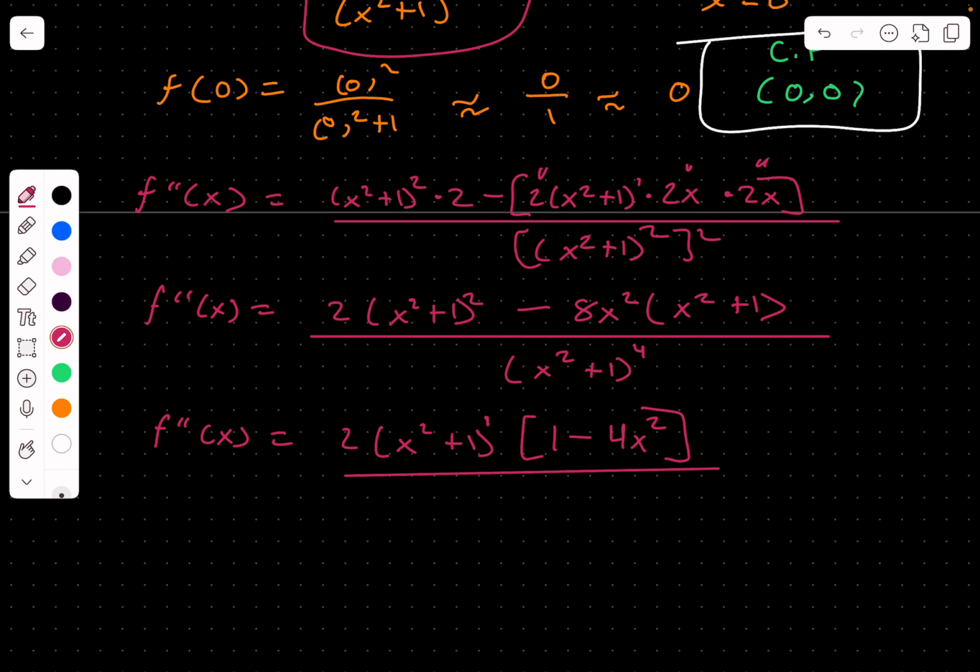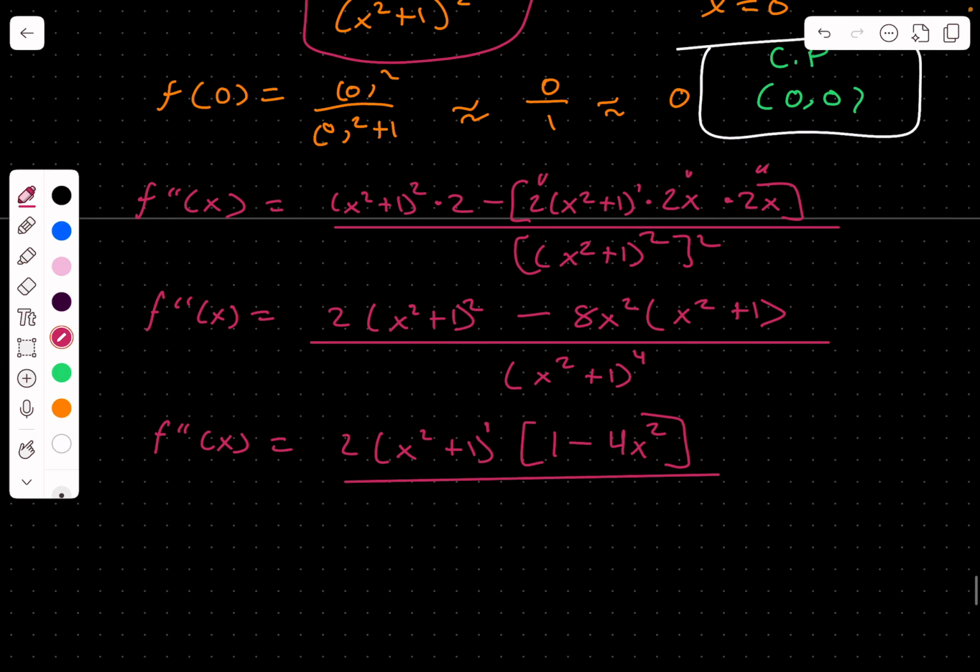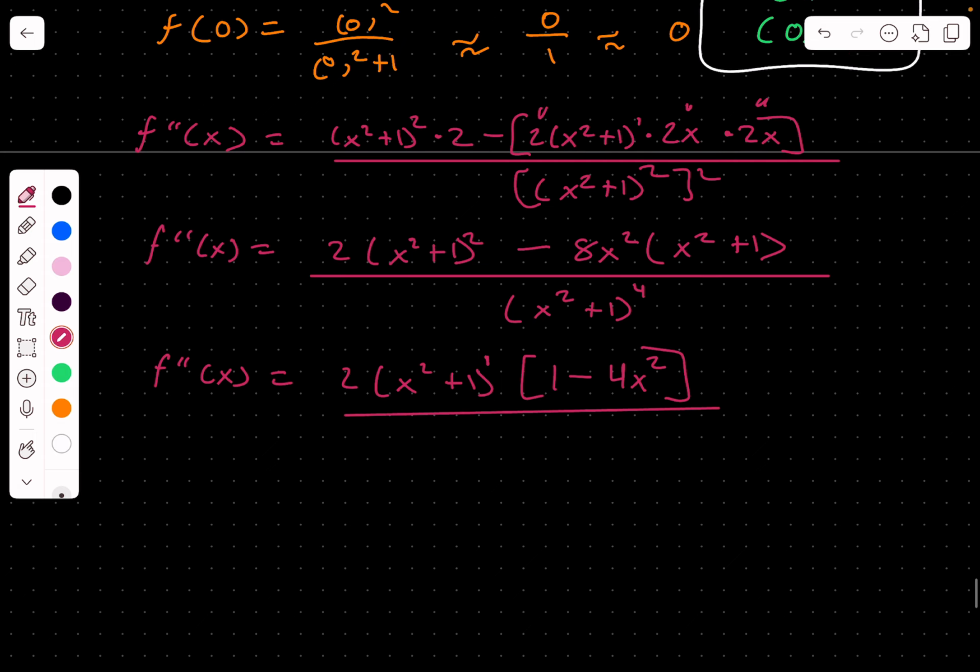Let's see. 2 times x squared plus 1 squared, good, minus 8x squared times x squared plus 1, okay. No, we're good. Yeah, we're good. Okay. All is good and all is well, right? The only thing is we had pulled out 1 and we actually had 2. Okay, there we go. Found the mistake. It's gonna be fine.